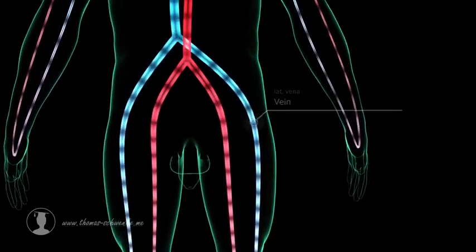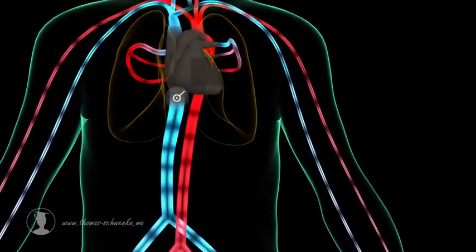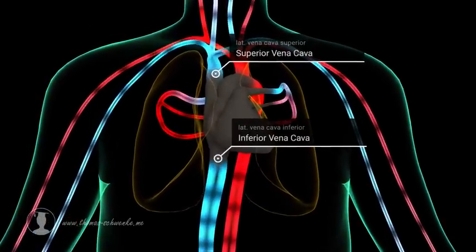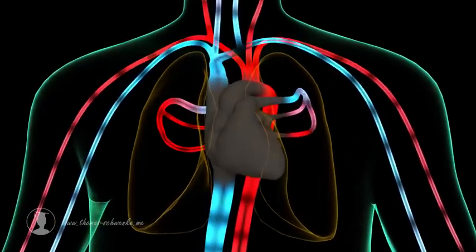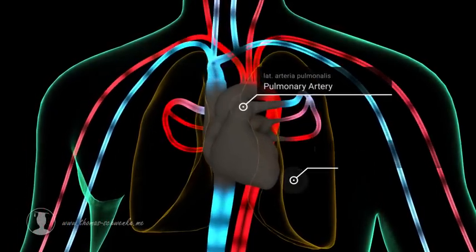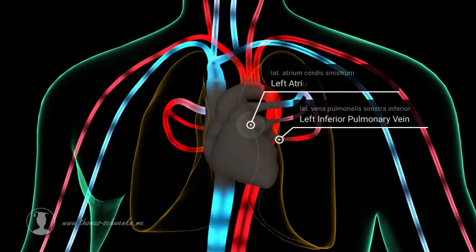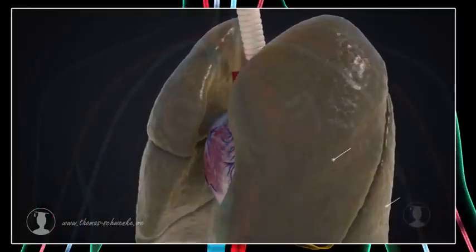The returning blood then reaches the right atrium of the heart via the inferior and superior vena cava, and from there into the right ventricle. The right ventricle then pumps the deoxygenated blood into the lungs with the help of the pulmonary artery. Here, the blood absorbs oxygen, enters the left atrium, and finally returns to the left ventricle and the aorta. The anatomy and function of the lungs can be seen in the colorful animation on this channel.